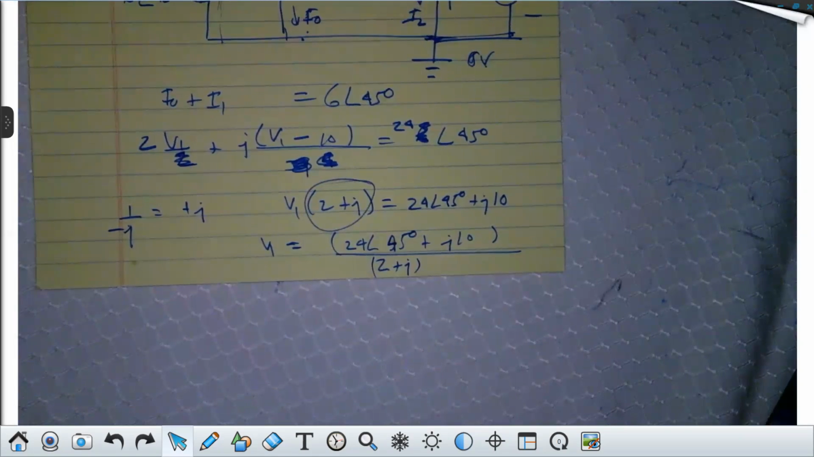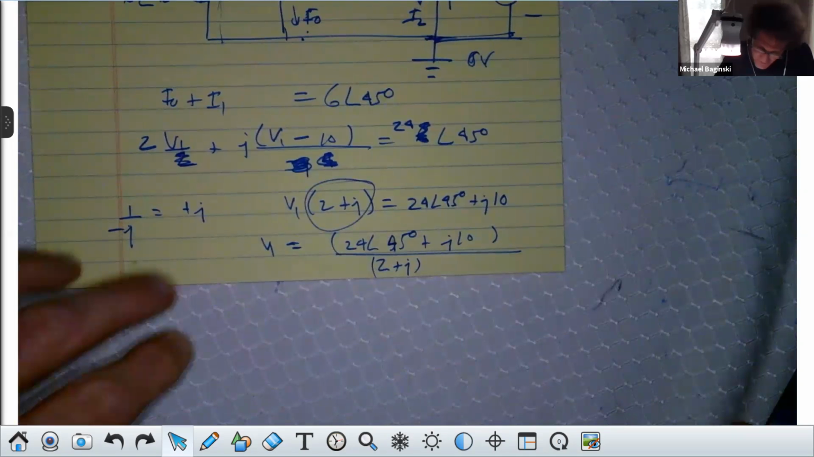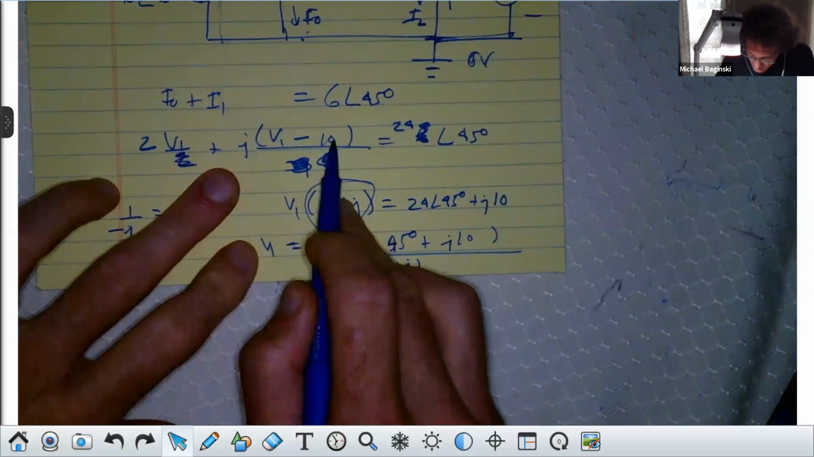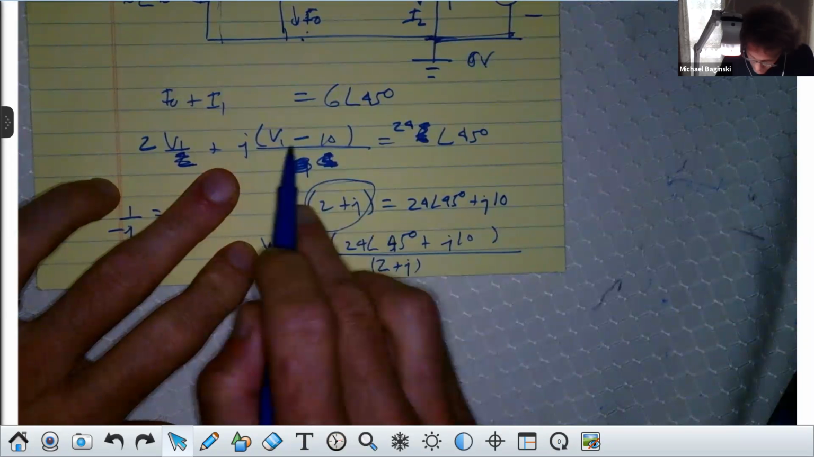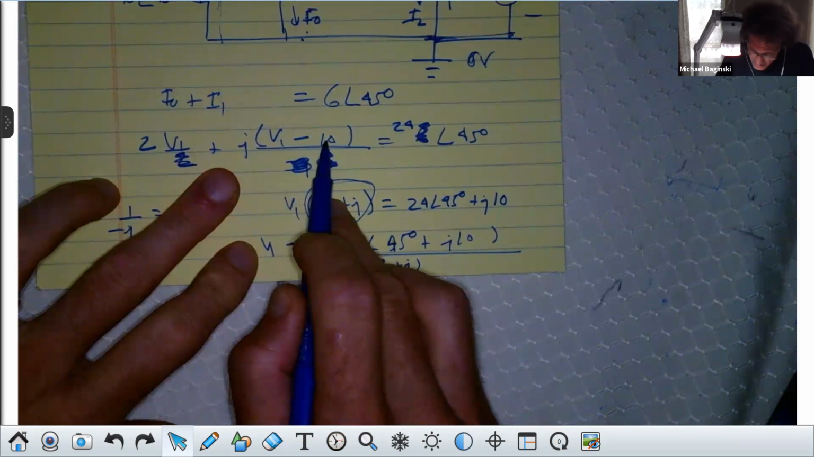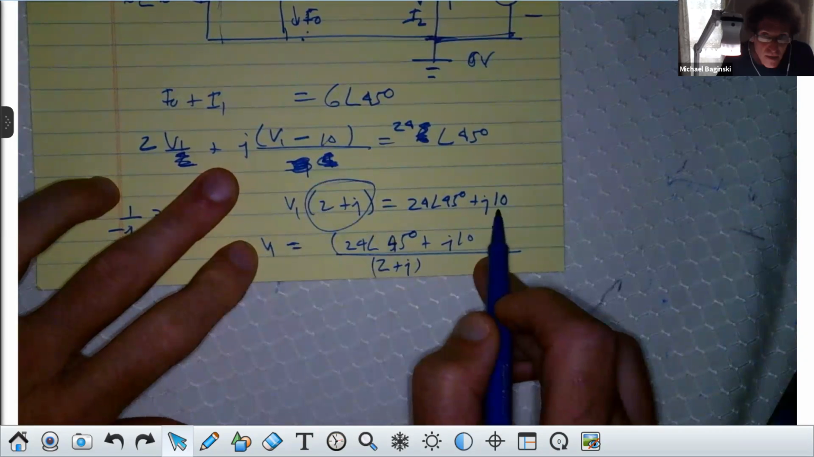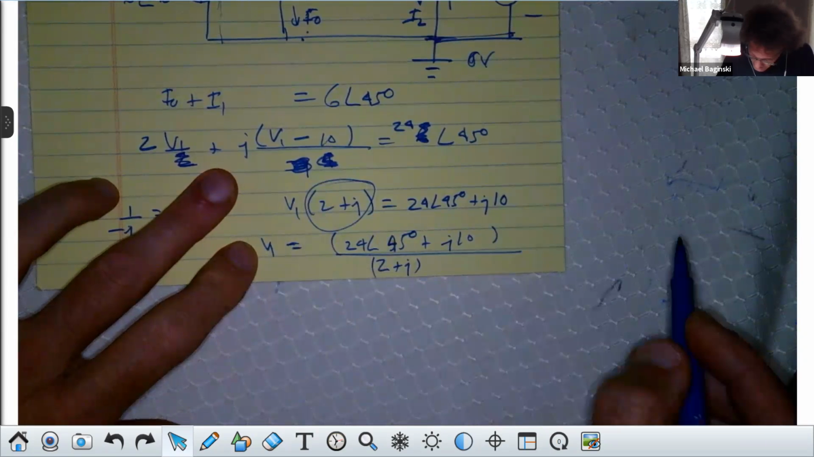Where did you get the j10? All right, if you see j times minus 10, that would be minus 10j on this side, right? Yes. If I added plus j10 to both sides, it would cancel this and plus j10 would appear here. You agree? Yes. Okay. So that's how I got that.